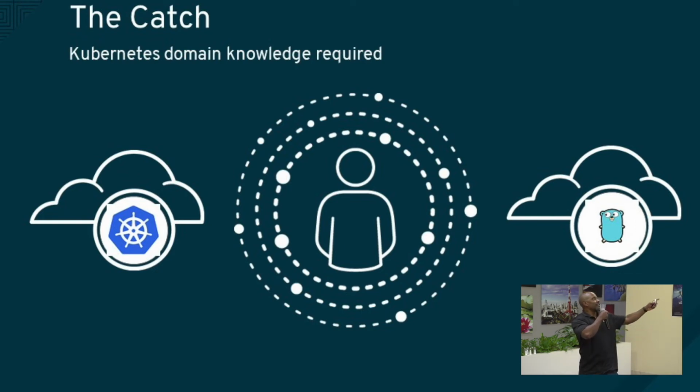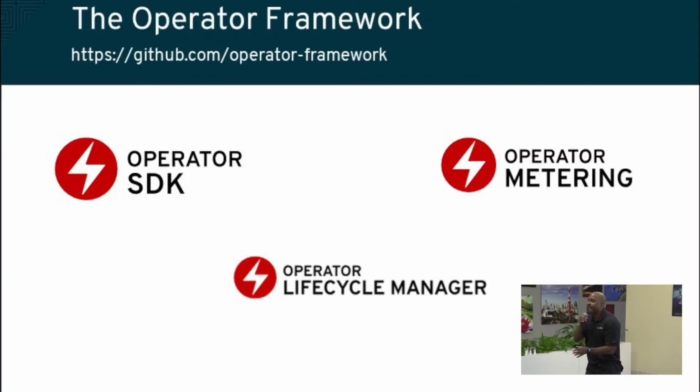But the catch is you've got to know Kubernetes and you've got to know Go, so that's why we've come out with the operator framework. The operator framework is designed to make it so you don't have to know all the internals of how to tap into the Kubernetes API. We have a framework at github.com/operator-framework. It's fully open source. There's already an SDK out there. You can use this SDK to build these operators for you.